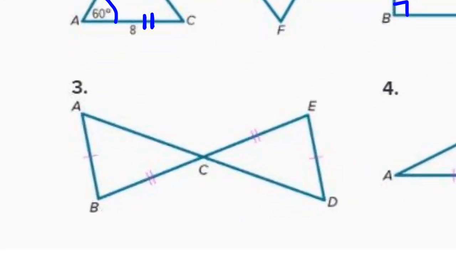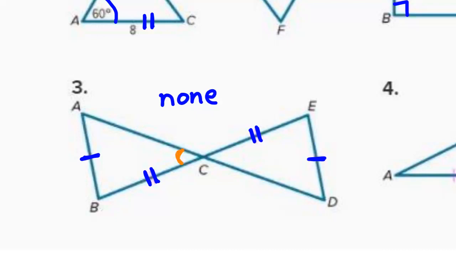Number 3, what can I use here? None. I have a corresponding side right here, AB and ED. I have corresponding sides BC and CE. Do we know about side AC and CD? Those do not have congruence marks on them, so I don't know anything about them.